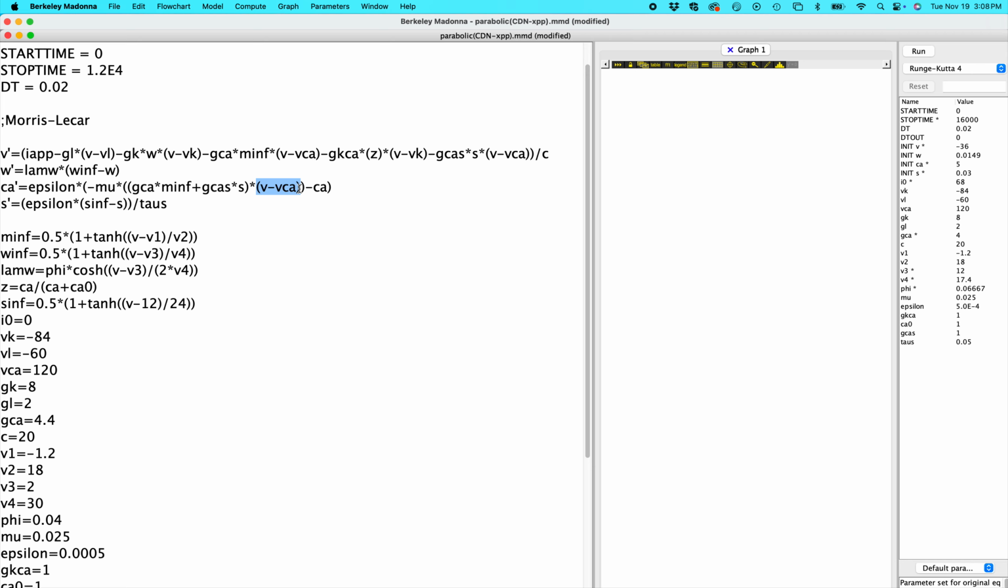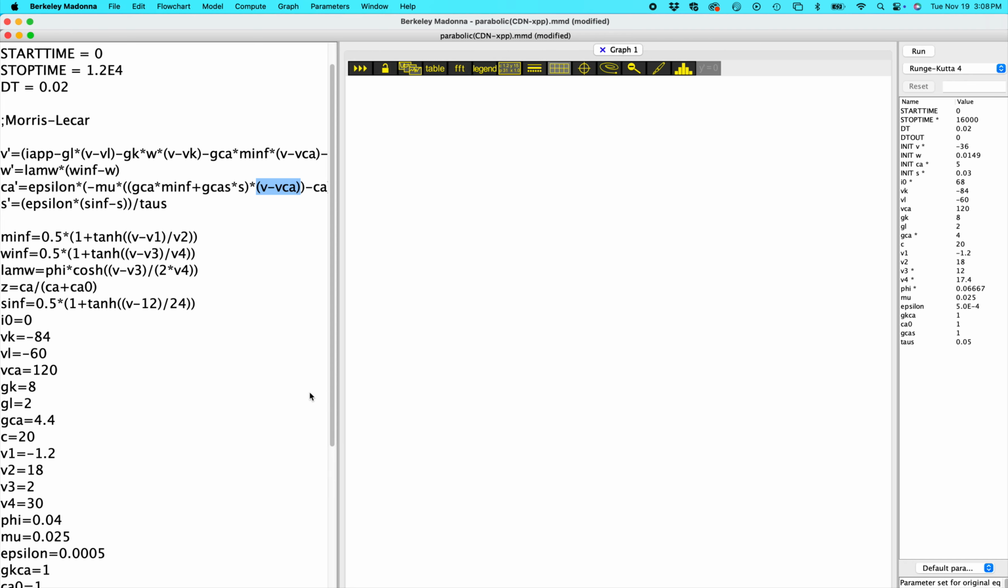Remember with our fast square wave, we played around with tri-stability and bistability. We're not going to do that because it's a SNCC. It's never bistable. Okay, so I'm going to shrink the equation window so that we can watch the system evolve.